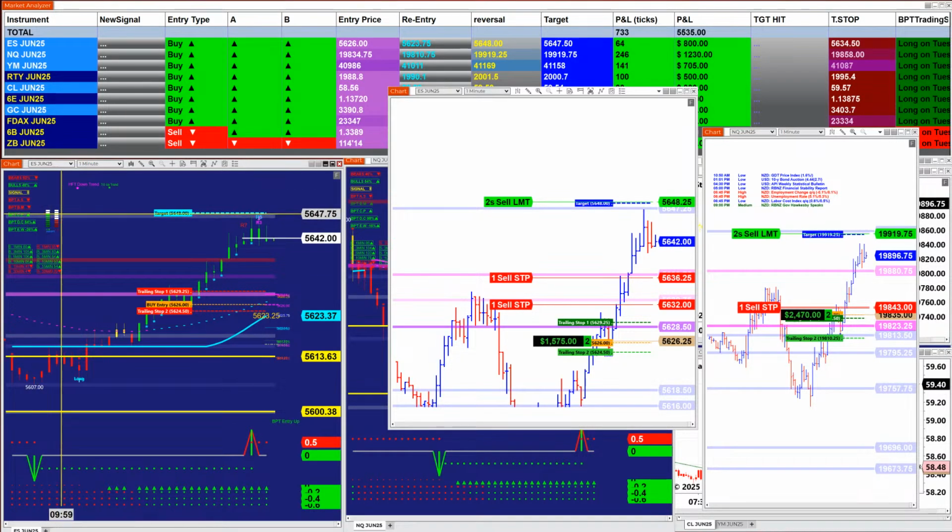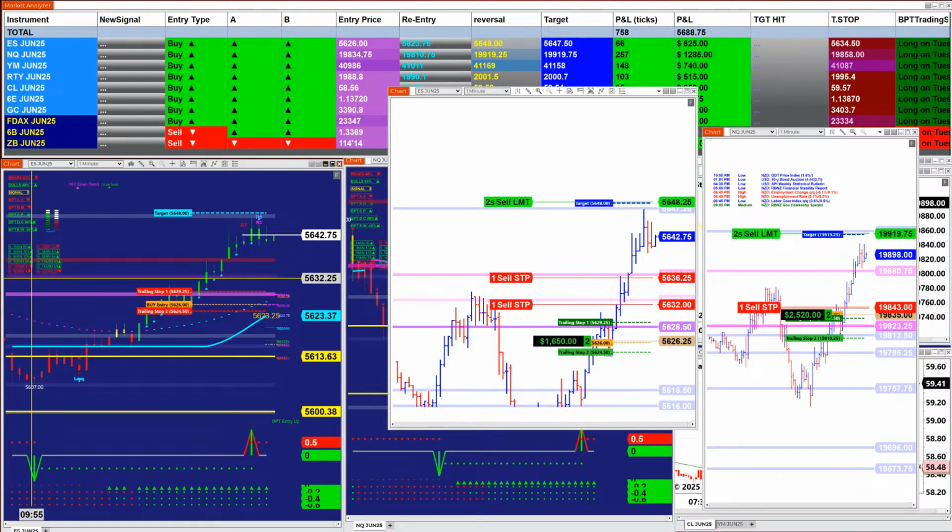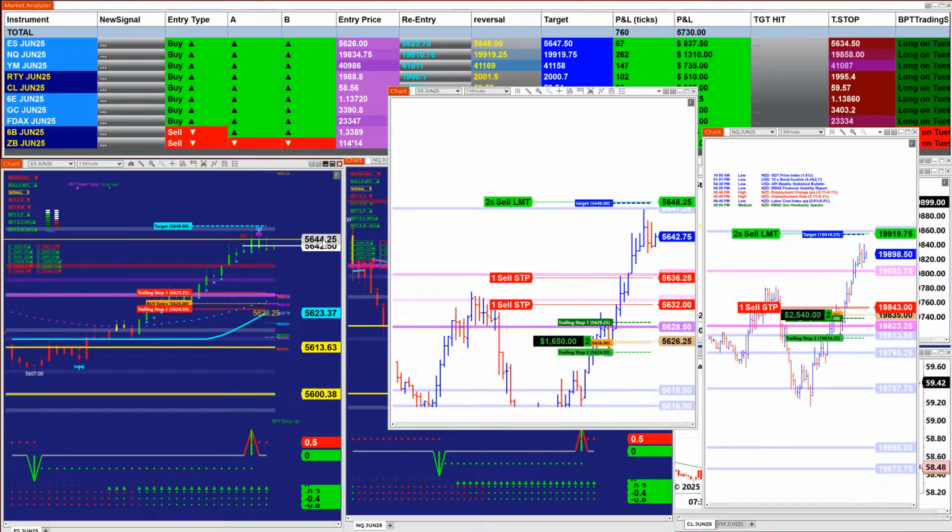The buyers are way over the sellers, but there is some weakness on the higher time frame. So let's see if anything is going to happen here.